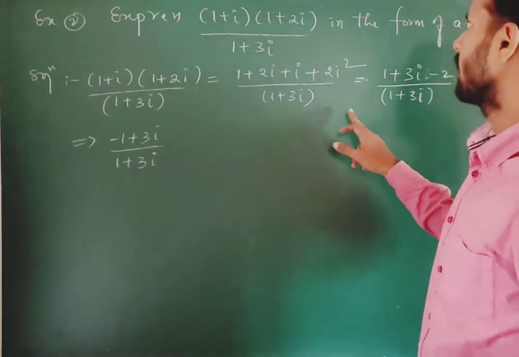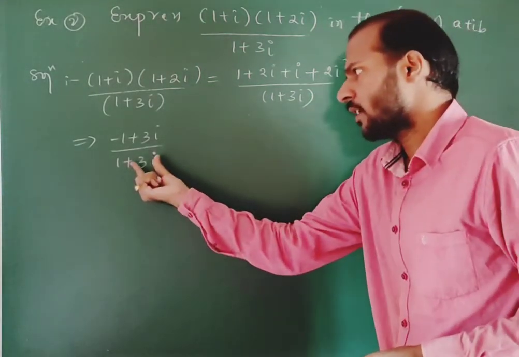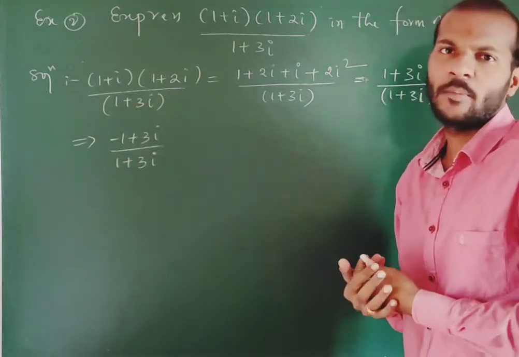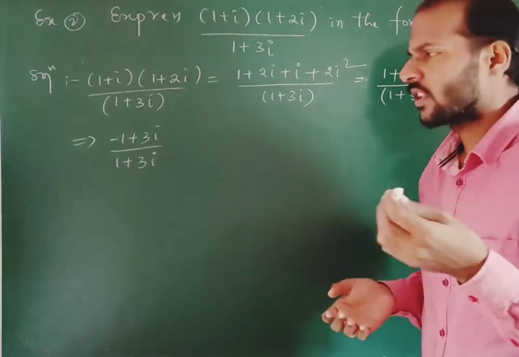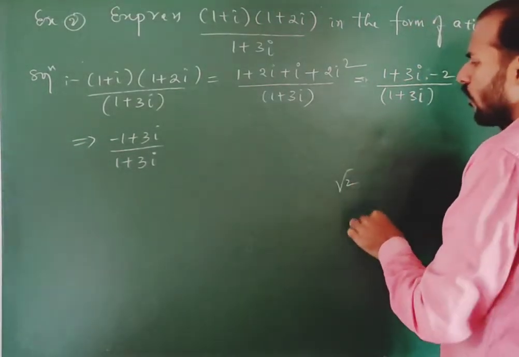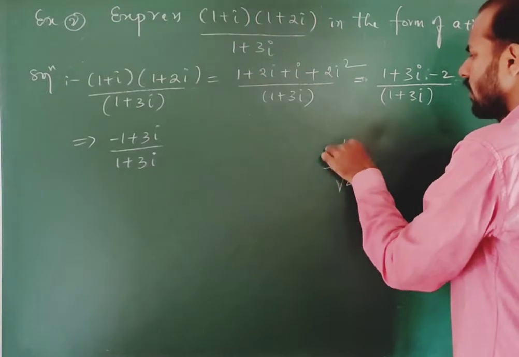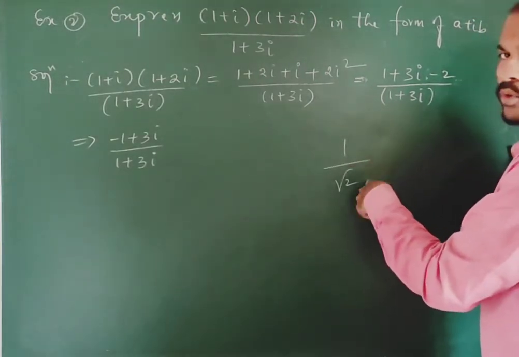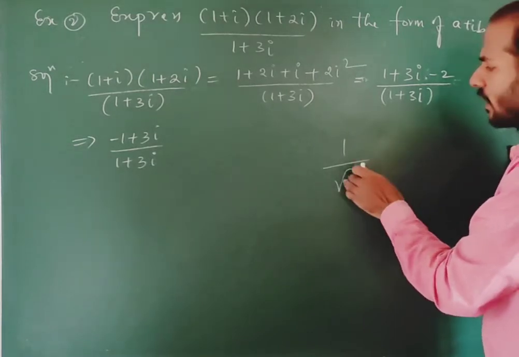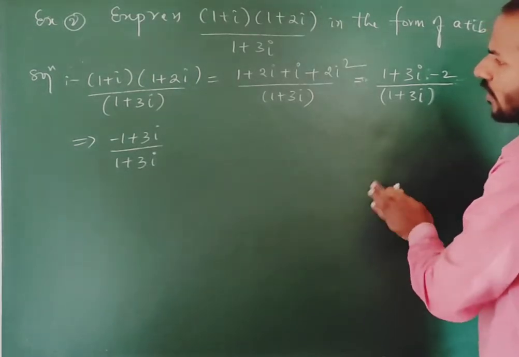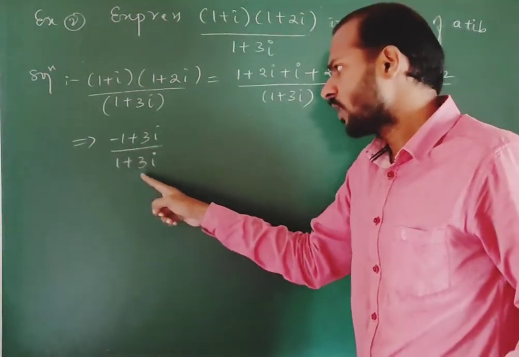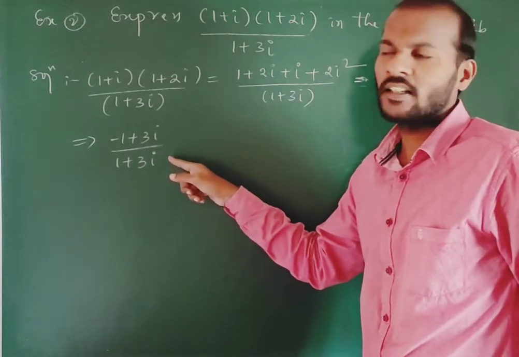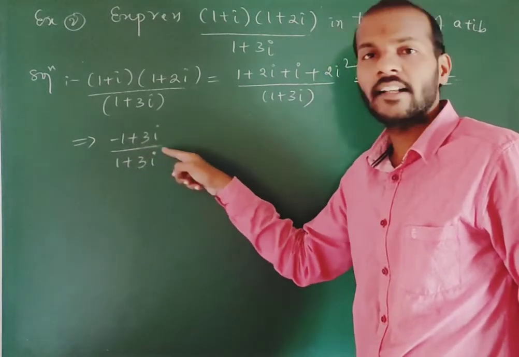Actually, while expressing in terms of a plus ib, we don't want a complex number in the denominator, right? Usually, when there is a root 2 in the denominator, what can we do here? We multiply and divide and we remove the root from the denominator. Similarly, in complex numbers also, we have to remove the complex number in the denominator, where we should get a real number, right?